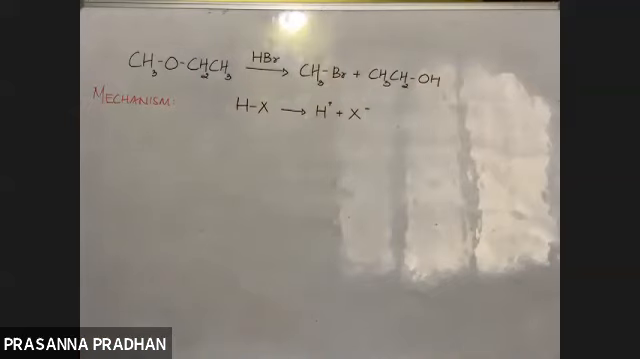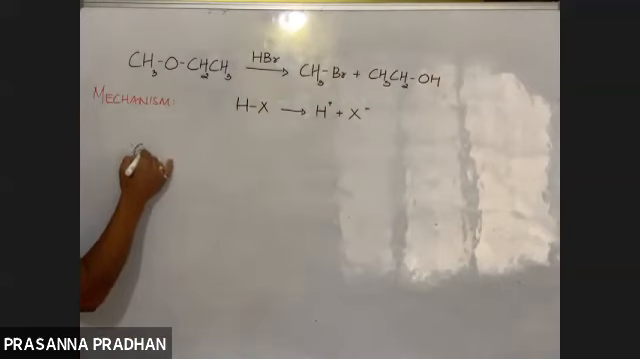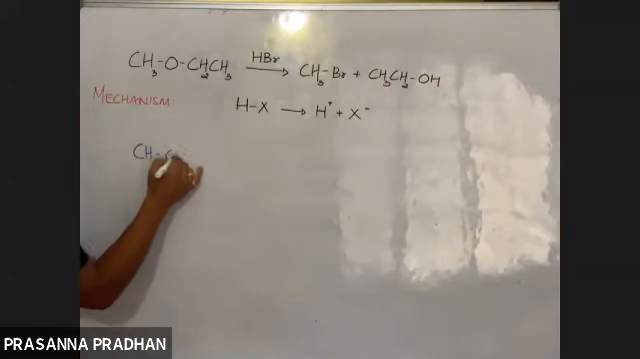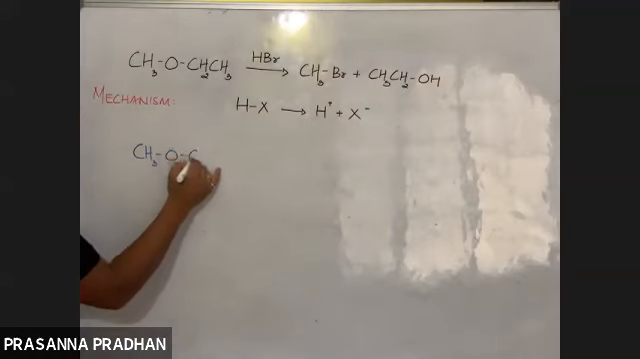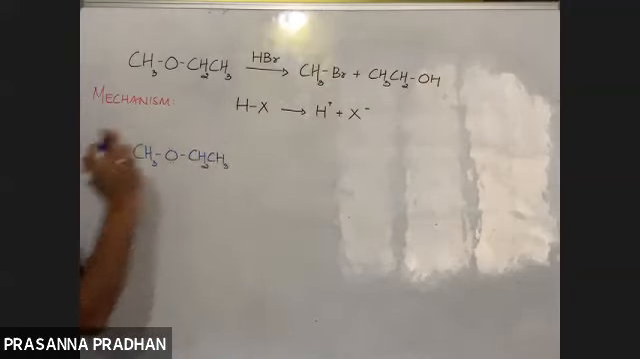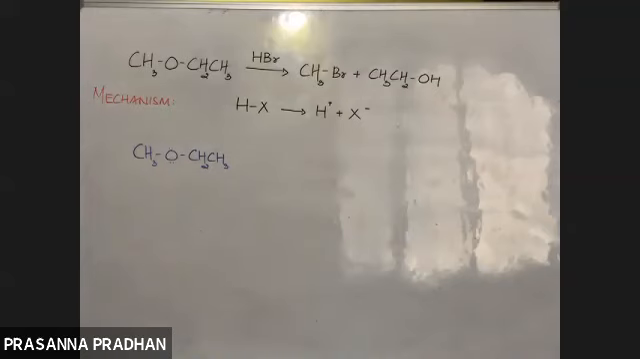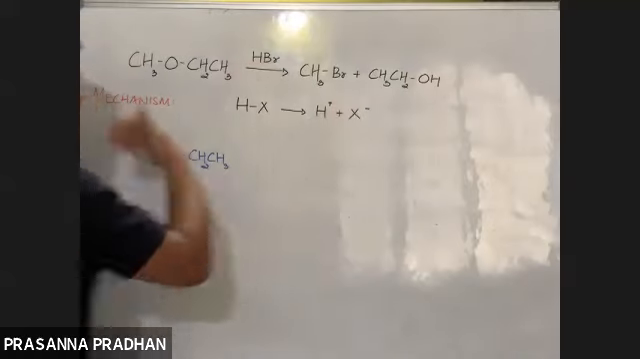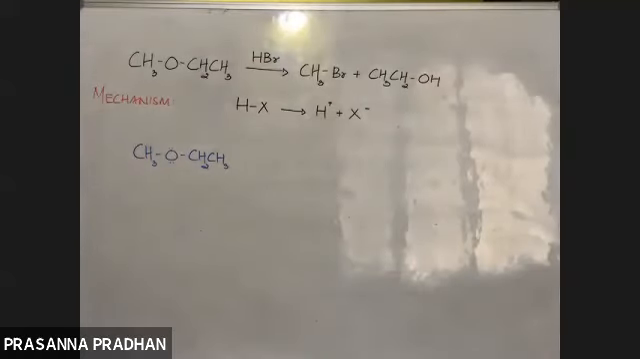Now let us see. CH3O, CH2, CH. So what do you think will happen in the first step? Now you should have an idea. Who can give me the answer? So HX dissociates to give you H positive and X negative. What do you think will happen in the first step? Any guesses? You should be knowing this.